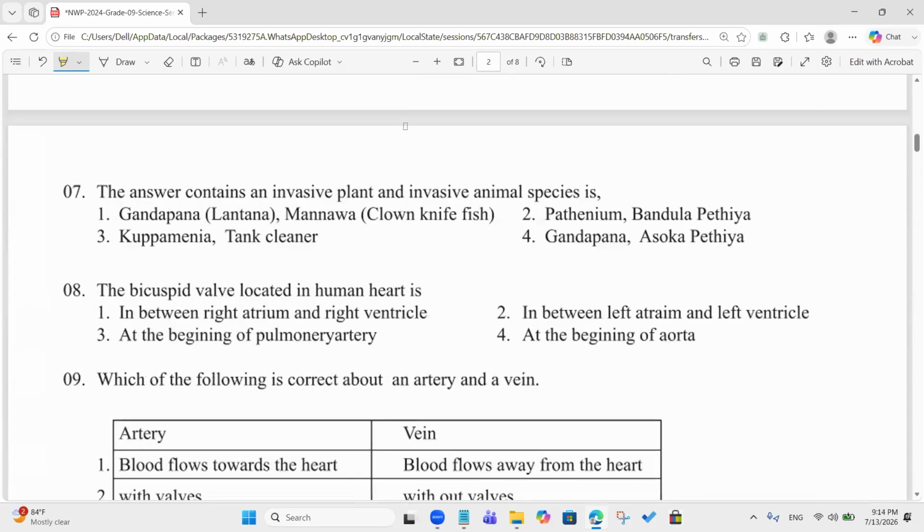Okay. The answer that contains an invasive plant and an invasive animal. In the lesson on biodiversity, we learned this. These are invasive organisms. Who are they? Yes, Gandapana and Mannava fish. You may remember these examples, the Gandapana plant and the Mannava fish. They are the invasive species.